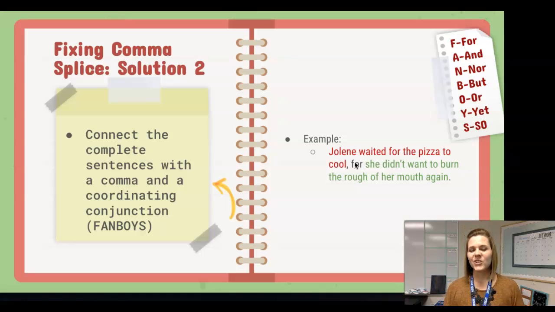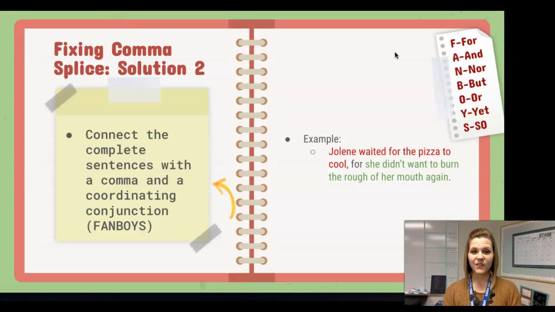The next solution states that we can connect the 2 complete sentences with a comma and a coordinating conjunction. A coordinating conjunction is a fancy way of saying our fanboys. If you can't remember what a fanboy is, make sure that you write them down in your notebook, okay? Fanboys are words for, and, nor, but, or, yet, so. Again, these are coordinating conjunctions.